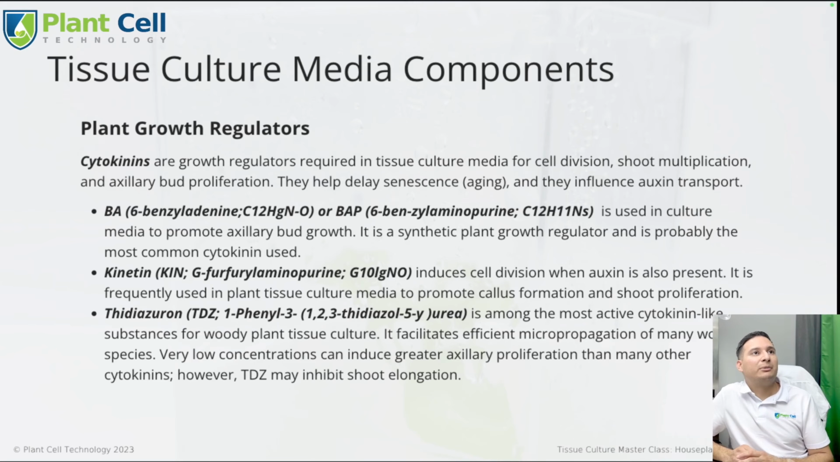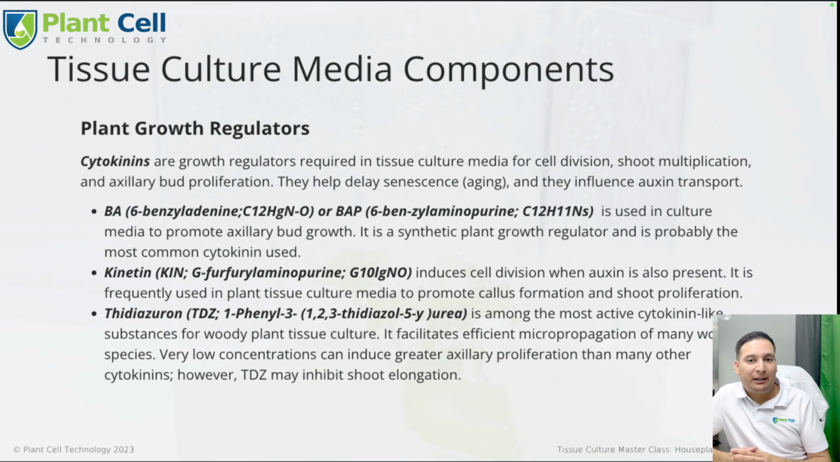It is used in culture media to promote axillary bud growth. It is a synthetic plant growth regulator, and it is great for pretty much most plants. So I would say it's probably one of the most common hormones used in tissue culture. The amount of multiplication you get from BA is a lot. You get a lot of plants. With houseplants, that's what I use the most.